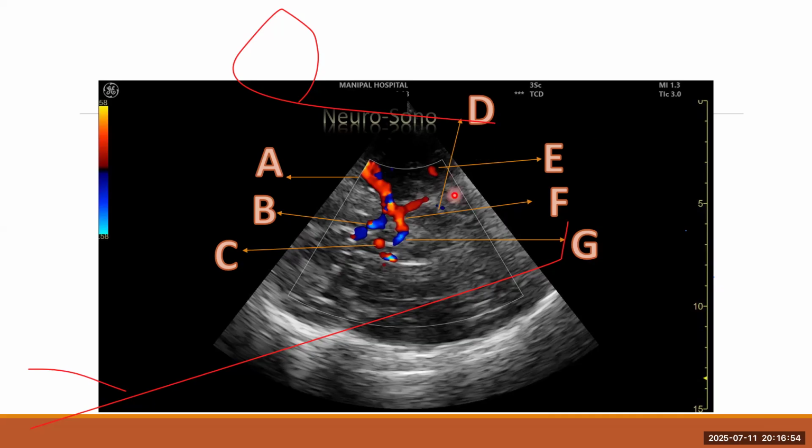D is a red signal, which is much more posterior, or let's say it is typically at right angles to the MCA. What is this? E, what is this E?